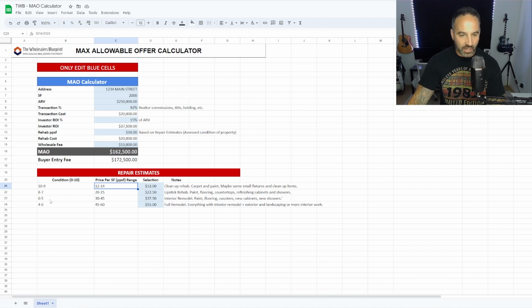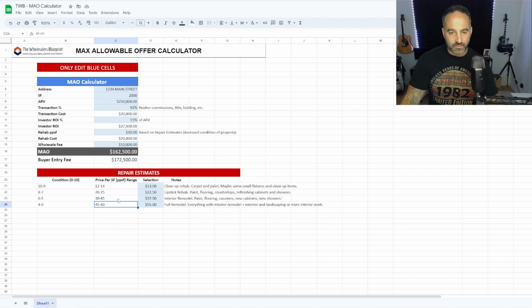And then, of course, as the property condition gets worse, going down into these cells, you can see that the price per square foot to rehab is going to go up. Here's the thing. Always be on the conservative side of this.